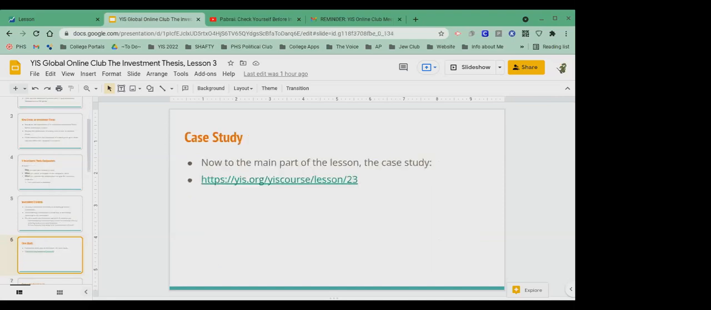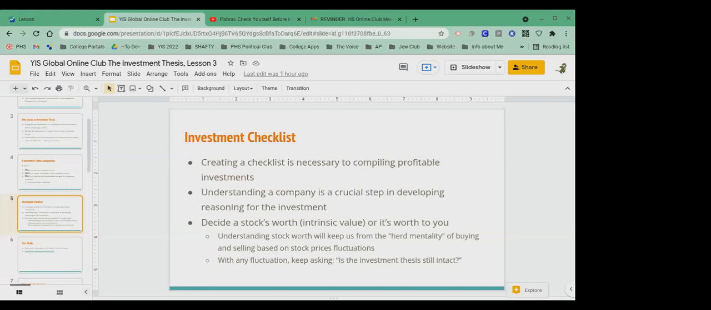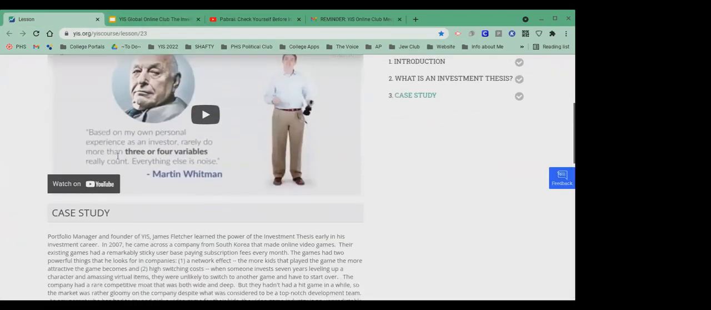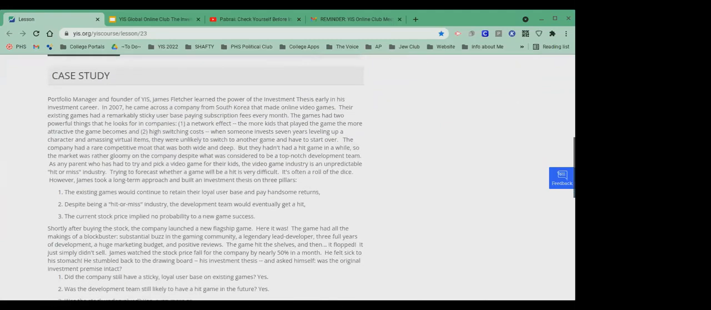So the point of this is that we don't want to simply look at a company and say, oh, the price went up today, so we should buy it. We want to look deeper into the stability of the company and see if that company is a good investment. So moving on to the case study, as you can see, I'm presenting that from the YIS course.